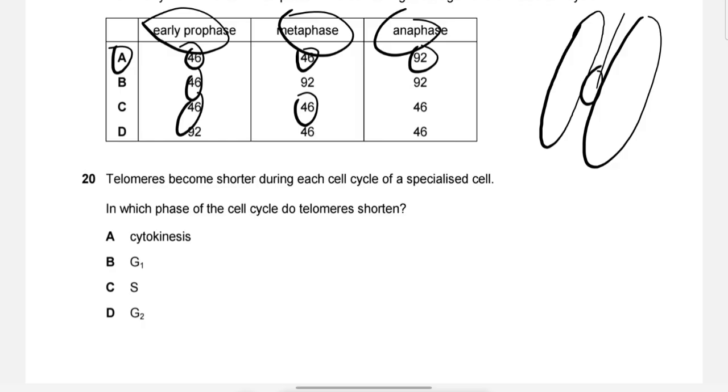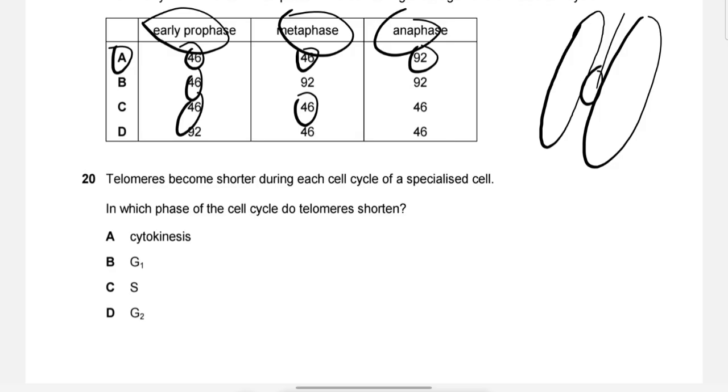Number 20 is saying telomeres become shorter during each cell cycle of a specialized cell. And the question is, in which phase of the cell cycle do telomeres shorten? For this, before we even look at all the answers, we have to remember that the part of the cell cycle where telomeres shorten is the S phase, and this is because this is where DNA replication occurs.